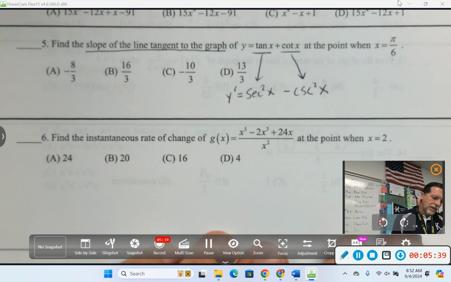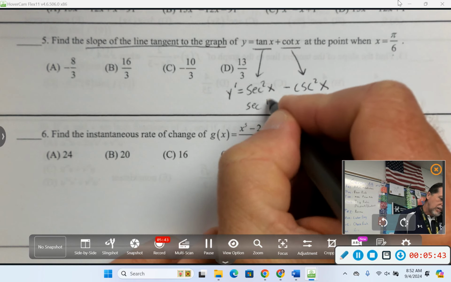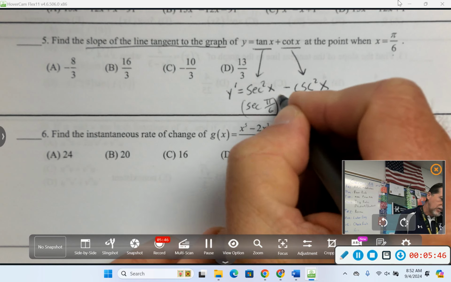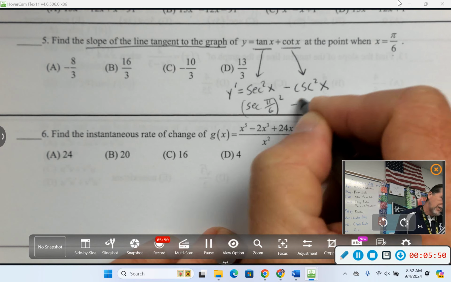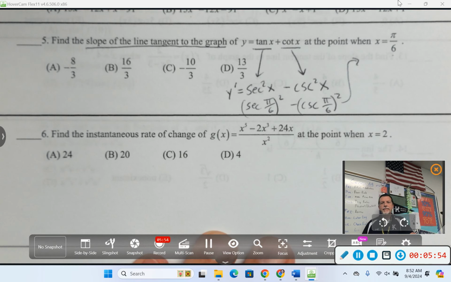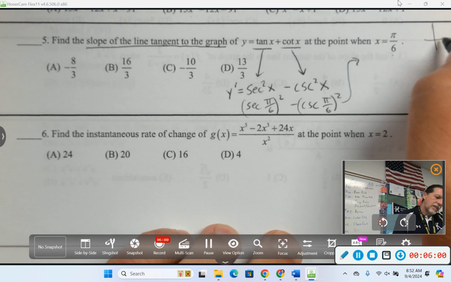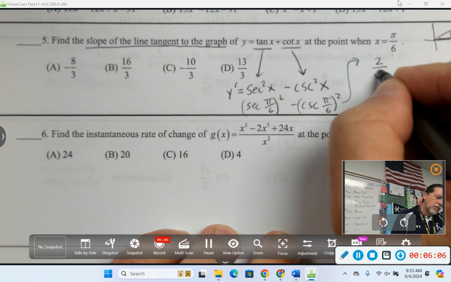Okay, now I get to plug in pi over 6. Secant of pi over 6 squared minus cosecant of pi over 6 squared. Let's see. Secant goes with cosine. Cosine of pi over 6 is root 3 over 2. So if I flip it, it's 2 over root 3.